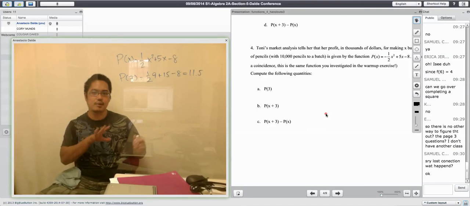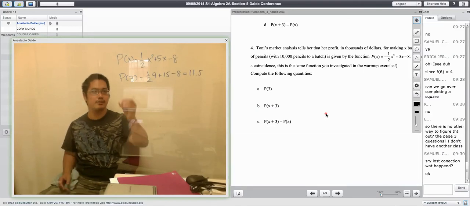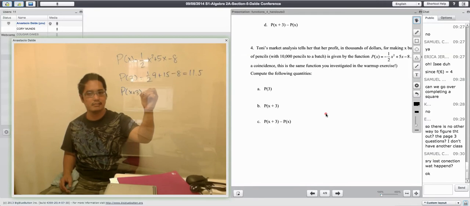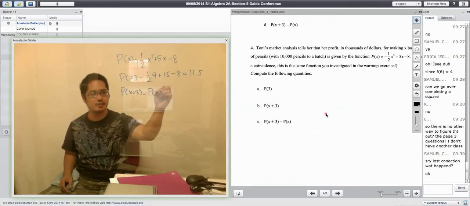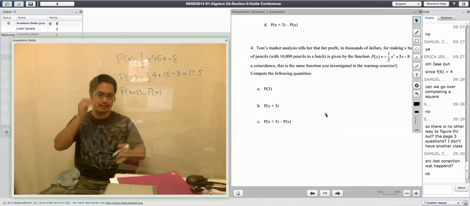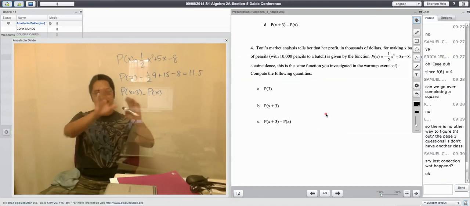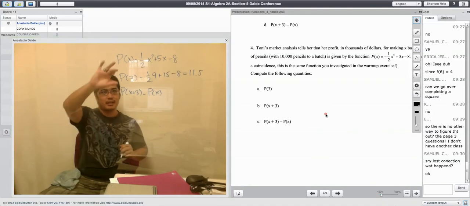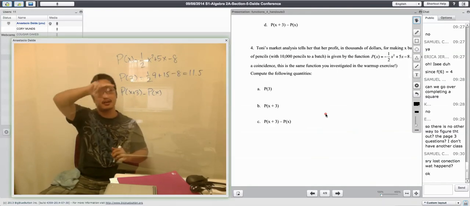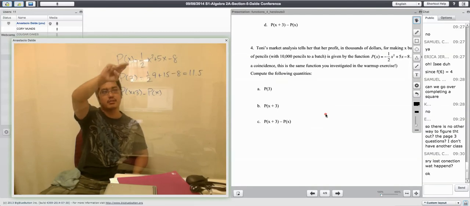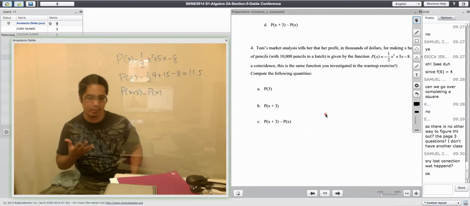All right, I'm going to do part C, because part C looks really tough. What is P of X plus 3 minus P of X? Okay, here, let me show you how to do it. It's not that bad. Ready? Let's figure out what P of X plus 3 is first. When I did this problem over here, I saw that what they wanted me to do was replace the X with the number 3. Okay?